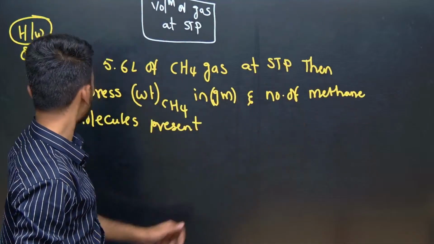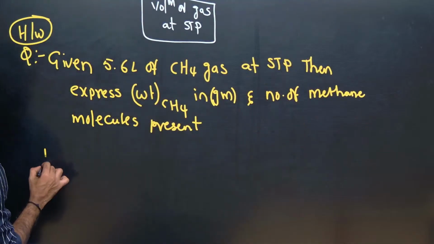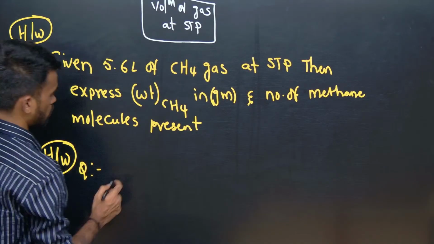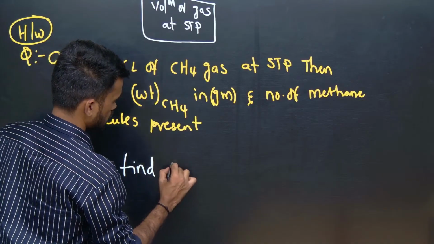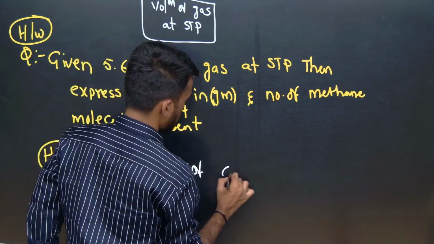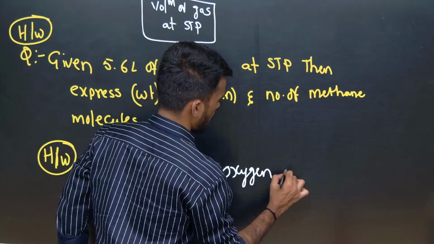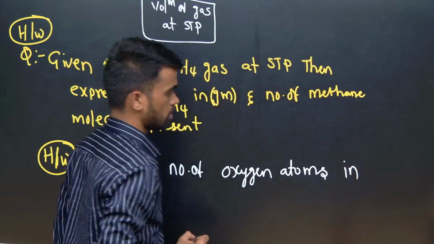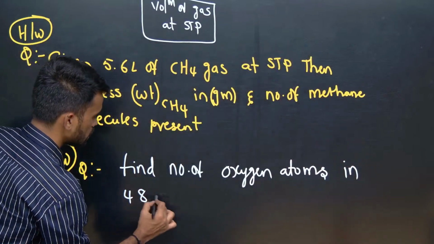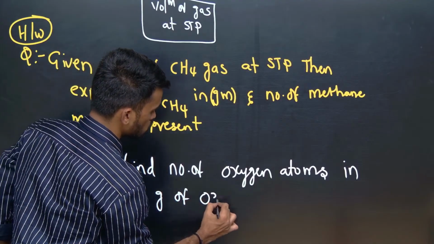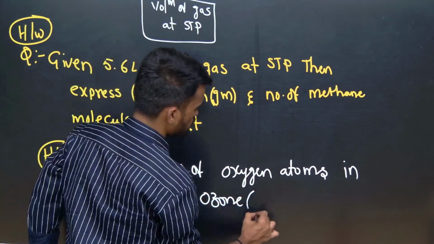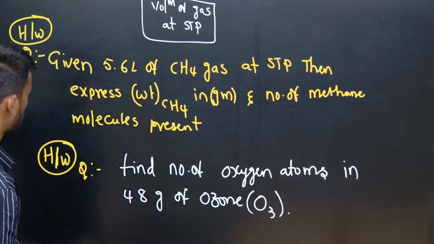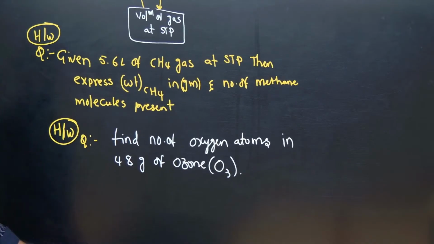Okay, and the next one more question I will be giving you. Homework question. Find the number of oxygen atoms in 48 grams of ozone. Ozone formula is O3. Second question. Third question.